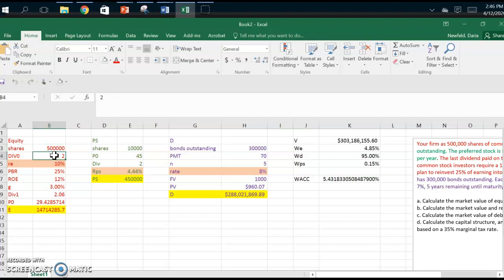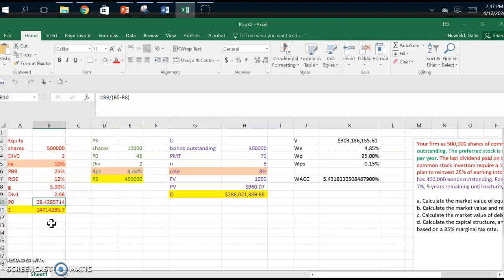You're given DIV 0 because it said last dividend paid was $2. Your cost of equity, RE, is the required rate of return of 10%. Then you're given information about PBR and ROE, which are used to calculate G. So you reinvest 25% into projects earning a 12% rate of return. So G equals ROE times PBR. I can then use DIV 0 and G to get dividend 1. So DIV 1 is dividend 0 times 1 plus G. P0 is then equal to DIV1 divided by R minus G, and remember my R was given as 10%.